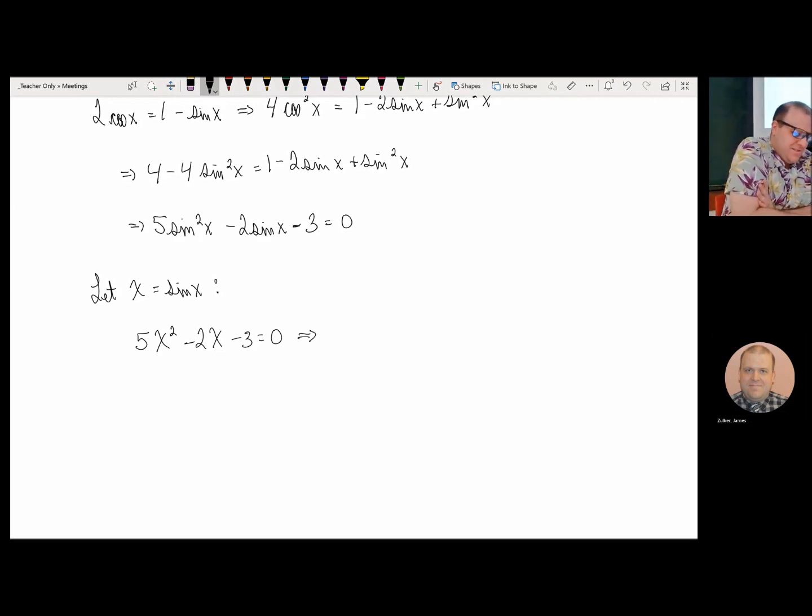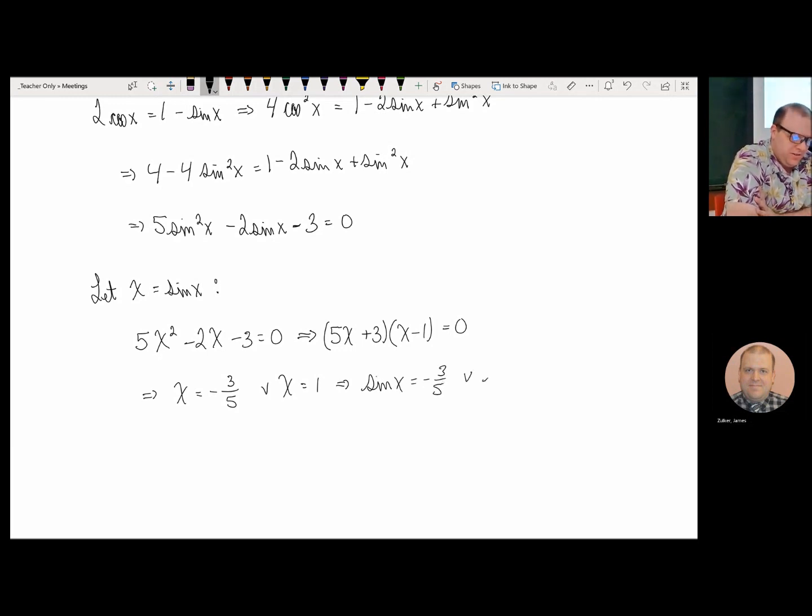Full factoring. You gotta give us ones that can be factored. So this can be factored. Five chi plus 3, and then chi minus 1. Right, so chi is negative 3/5, or chi is 1. This means sine of x is negative 3/5, or sine of x is equal to 1.